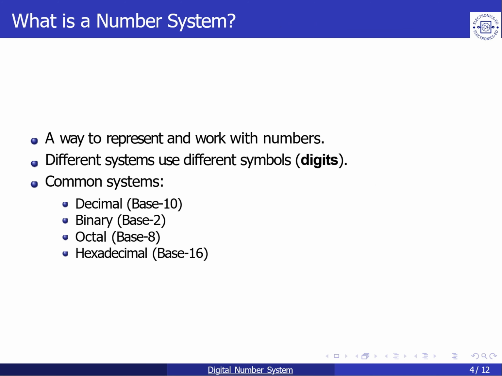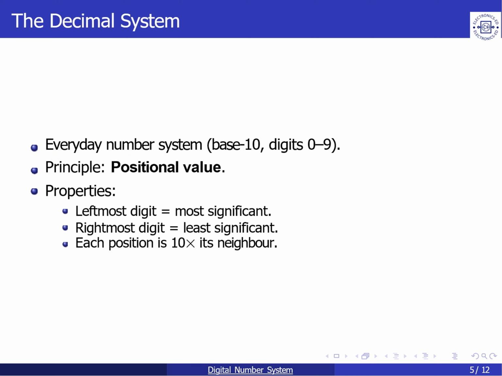A number system is a way of representing and working with numbers using different sets of symbols, which we call digits. Different systems use distinct sets of digits. The most common number systems are decimal, which is base 10, binary, base 2, octal, base 8, and hexadecimal, base 16. Let's start with the decimal system, which is the everyday system you're most familiar with.